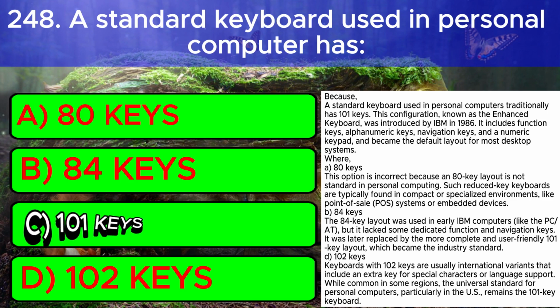B. 84 keys. The 84-key layout was used in early IBM computers like the PC-AT, but it lacked some dedicated function and navigation keys. It was later replaced by the more complete and user-friendly 101-key layout, which became the industry standard. D. 102 keys. Keyboards with 102 keys are usually international variants that include an extra key for special characters or language support. While common in some regions, the universal standard for personal computers, particularly in the US, remains the 101-key keyboard.